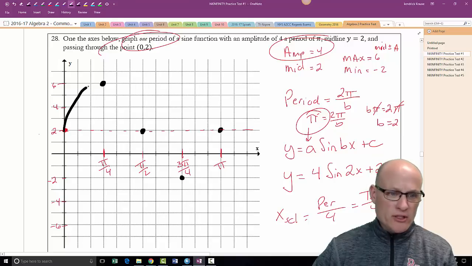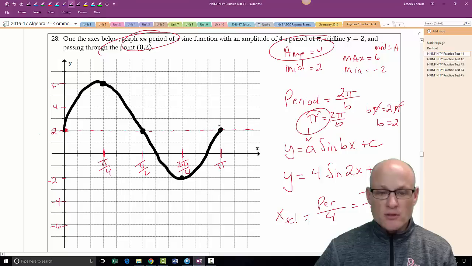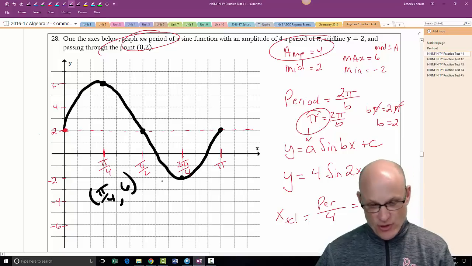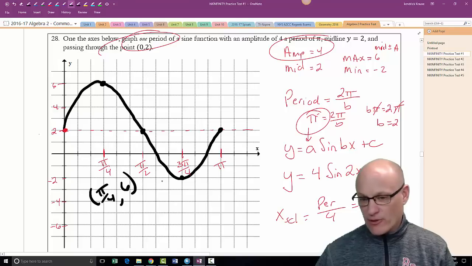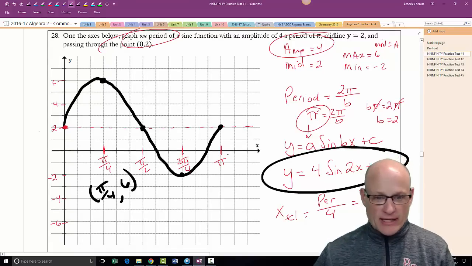So maybe a better question would have been, there it is, maybe the better thing would have been it goes to the point pi over 4, 6 or something like that to know that I was going to go up. Because how do I know I go up or down? Well, there's my equation. And there's my graph. Hopefully you did okay with that.